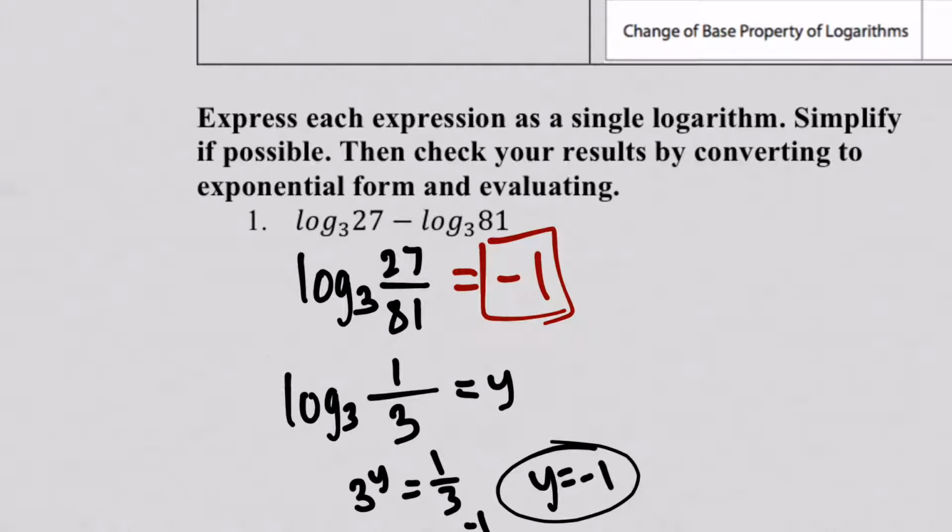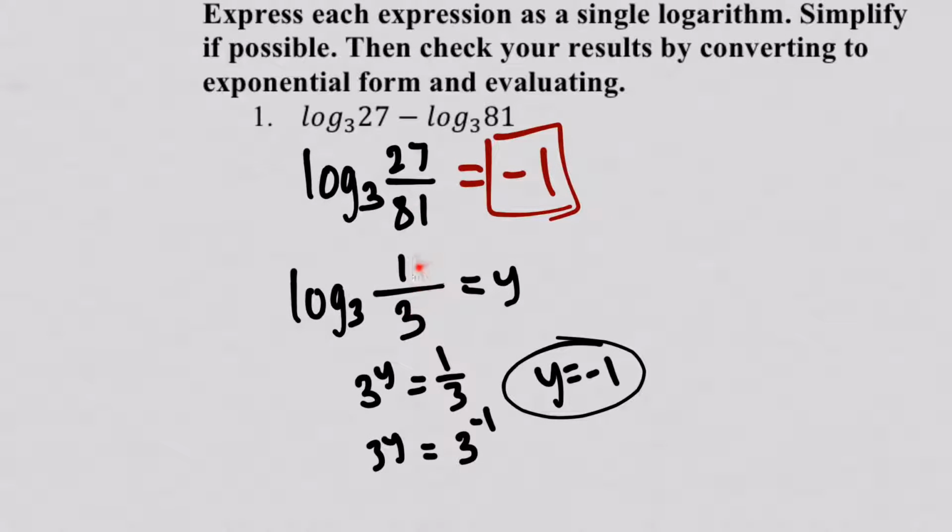I did log base 3, keeping the base, 27 over 81. Then I simplified 27 over 81 to 1/3, and then I just used the definition of logarithms to switch it to exponential form. And I have to come up with some variable up here to use so I could actually use it. So 3 to the y power equals 1/3. And then I took the 1/3 and I turned it into 3 to the -1, which is what it is. And so that gave me y equals -1.